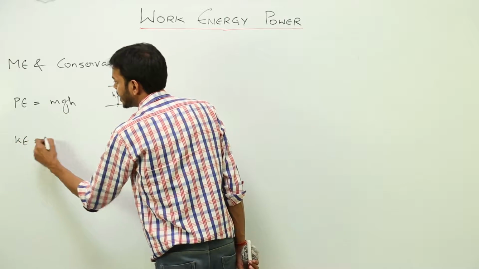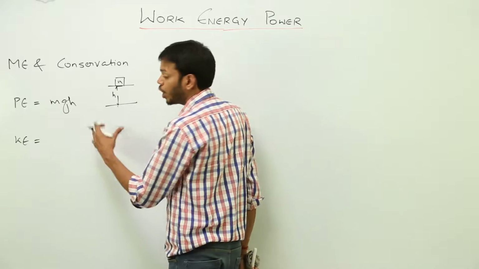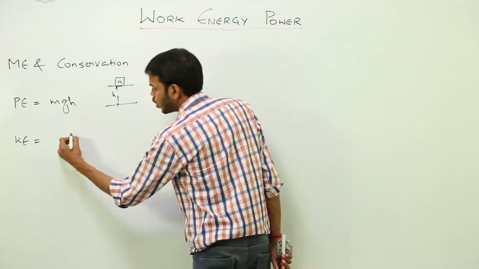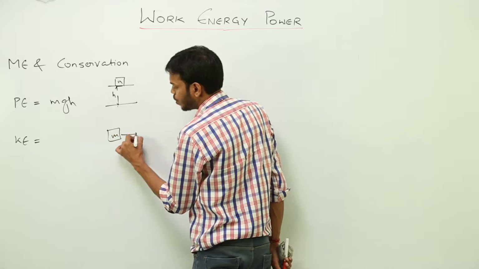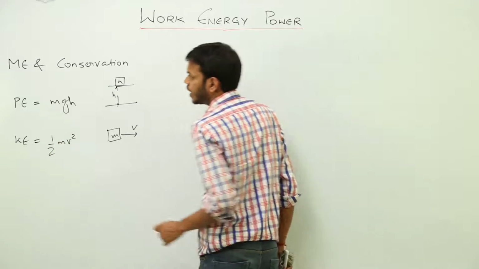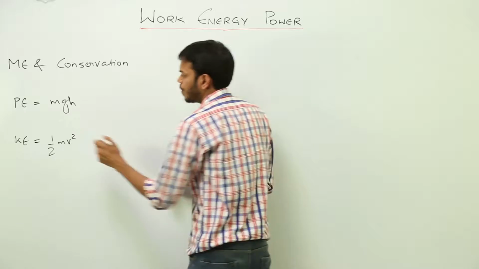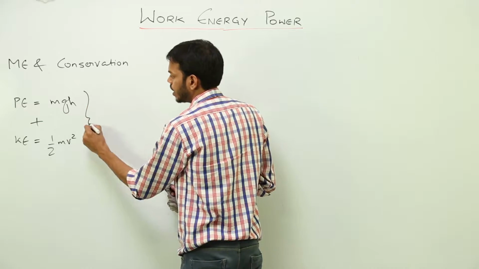Secondly, kinetic energy is the energy possessed by a body by virtue of its motion. That means the body is moving with some velocity. So if a body of mass m is moving with velocity v, the kinetic energy is given by half mv square.